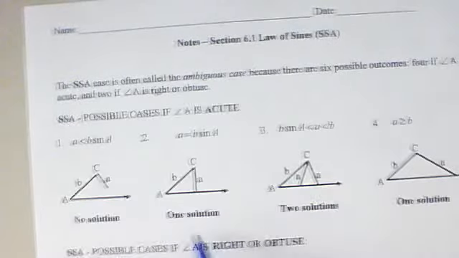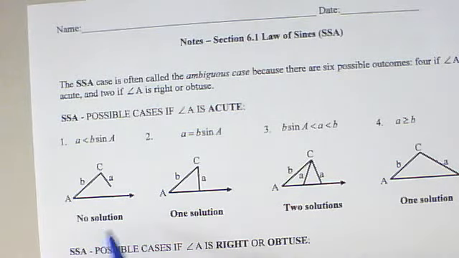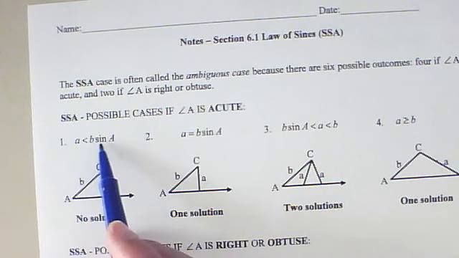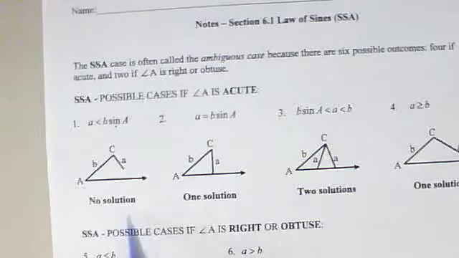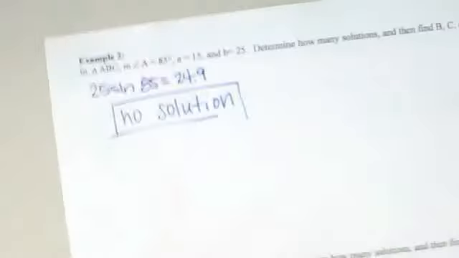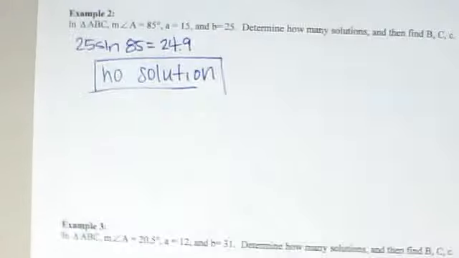It's not exactly equal, right? And here it would be A, which was 15, is less than 24.9. So it is no solution, which is great news because really I could just stop there. No solution. And that's my answer, meaning there is no triangle where that can exist.